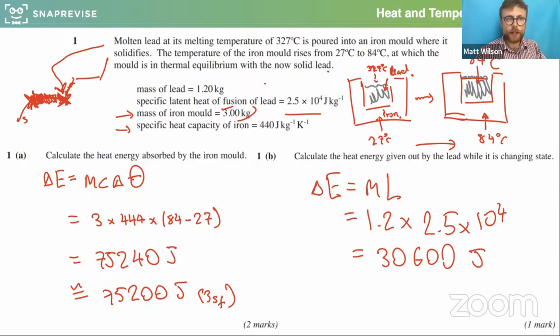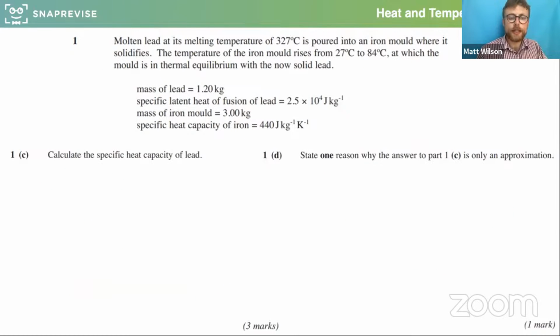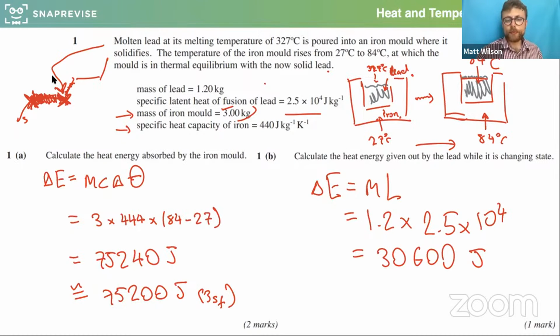Okay, good. So hopefully that's making sense so far. This question continues. In the next part of the question, we are asked to calculate the specific heat capacity of our lead. So we need to think about what we know here. Let's go back to our picture. We know that the lead must have lost a load of energy to get to this point here.